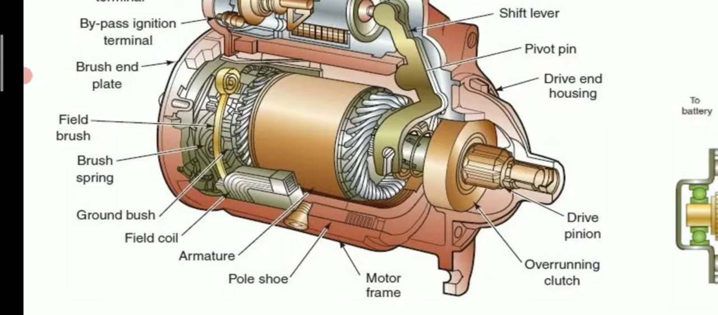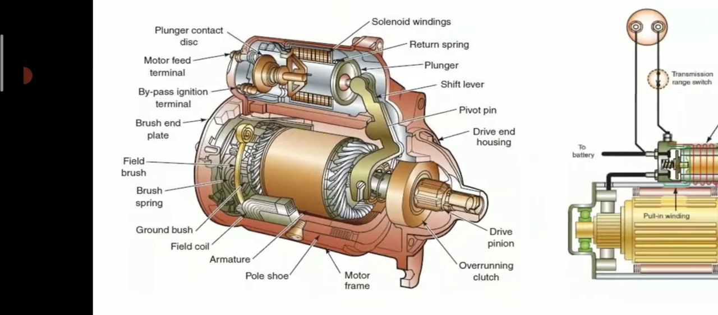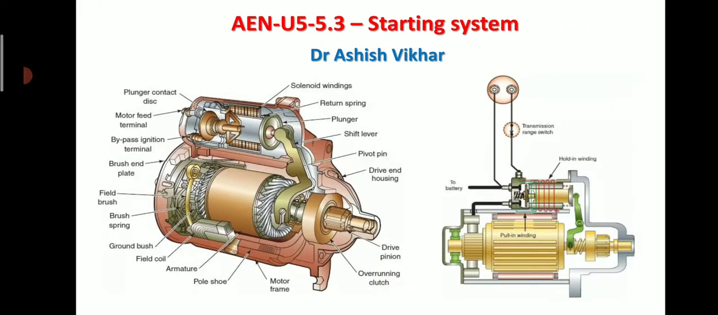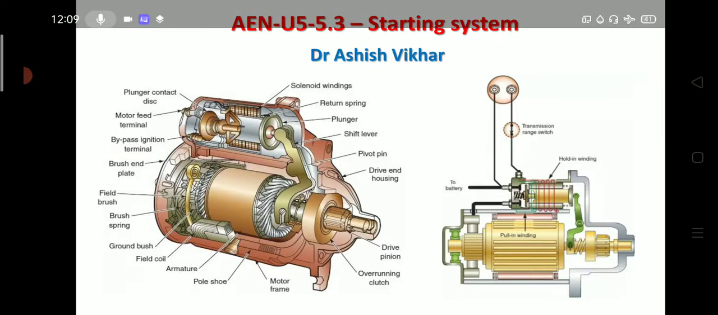At the center you can see the armature and brushes, also the field brush spring. These are the components that are used. On the right hand side you will see the same figure in the form of a front view, which is connected to the battery. So how the starting system works, we can learn in this presentation.